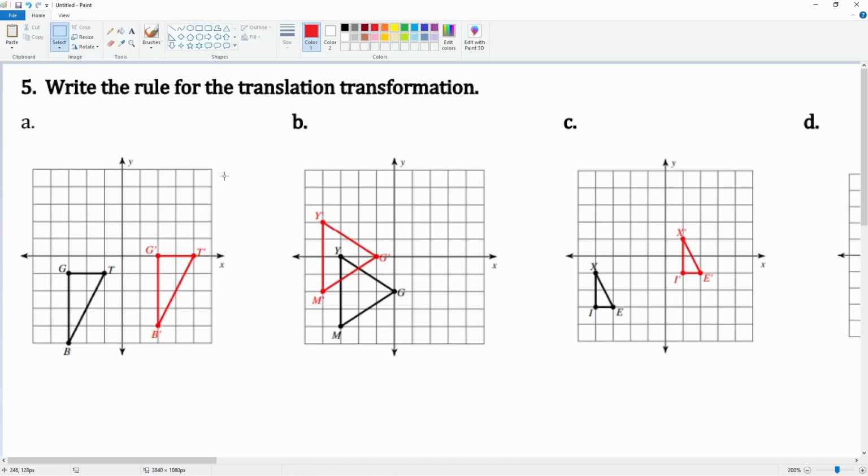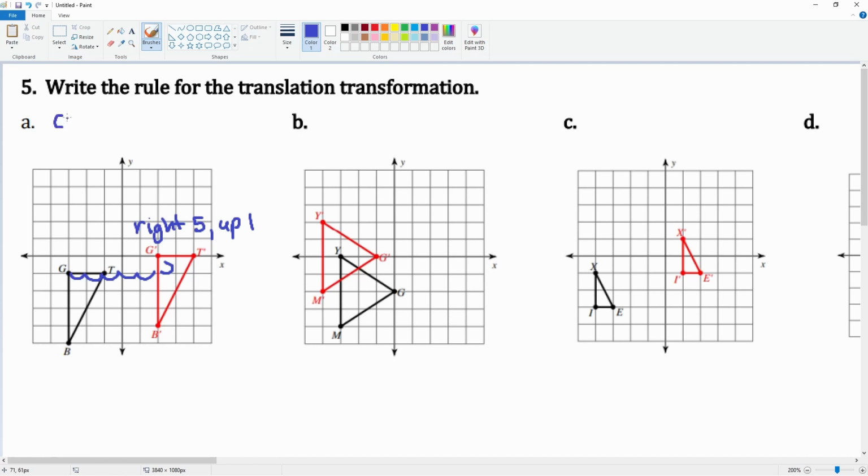Number 5, you're going to write the rule for the translation, for the transformation. So it's going to go from the original point to the prime points. Let's do the right first. From G, it went 1, 2, 3, 4, 5. So it went right 5. And then how much did it go up? It goes up 1.